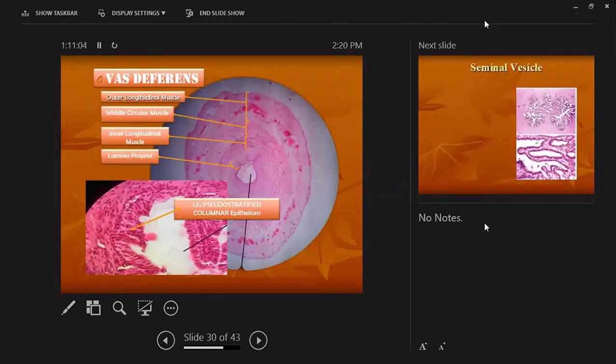Vas deferens again. Okay, so you see there the outer longitudinal muscle. You have the middle circular muscle. You have your inner longitudinal muscle, and then the lamina propria. There you are. The lining epithelium is pseudostratified columnar epithelium. Okay, of course, the one pointed by the dark, okay, that's the lumen.